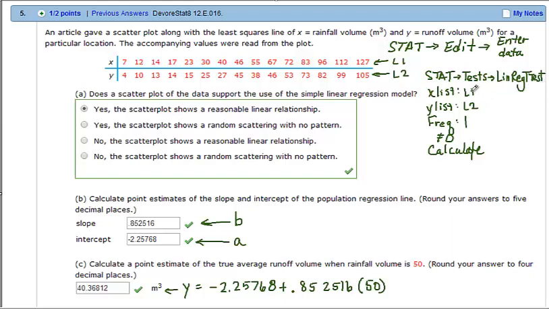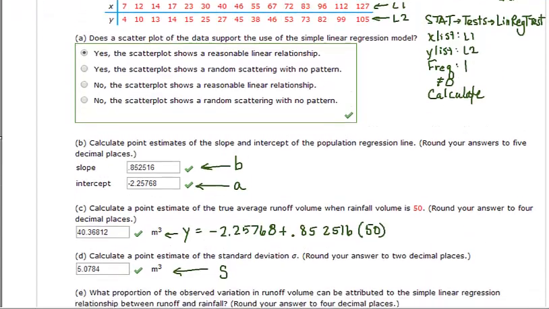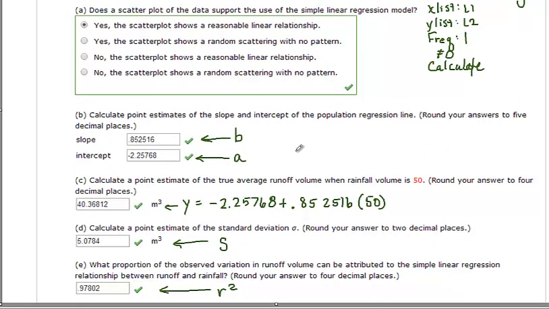So what I want are the entries to say for the X list, I want L1, Y list, L2, frequency is 1. I want not equal to 0, and do a calculate for me, and we will get a linear regression just whipped out for us.